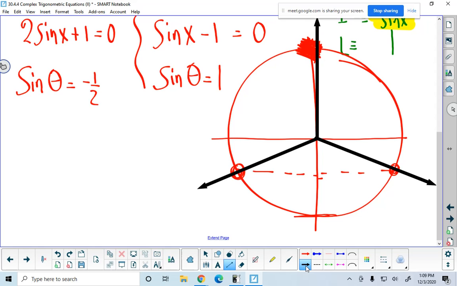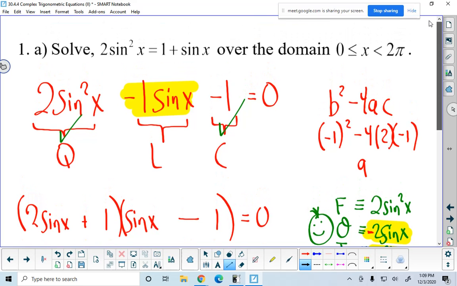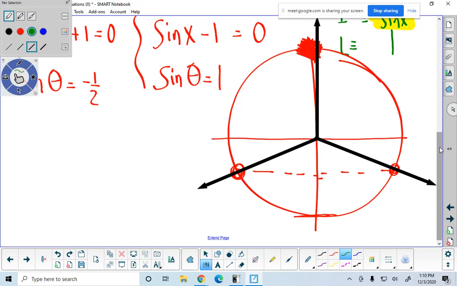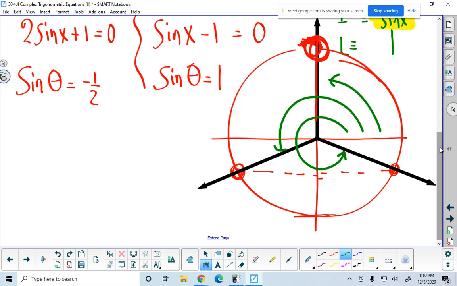And now we can answer the question. Let's look at the domain of this. It was from 0 to 2 pi. Well, I'm simply going to fix this first. I'm simply going to ask myself what this angle is, what this angle is, and what this angle is. There are 3 rotation angles that we have to look at.